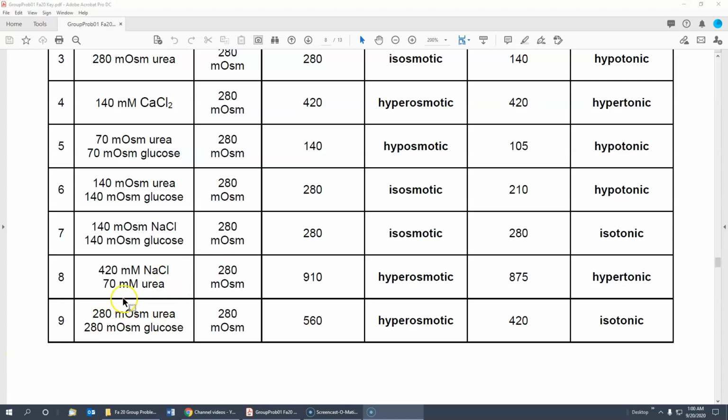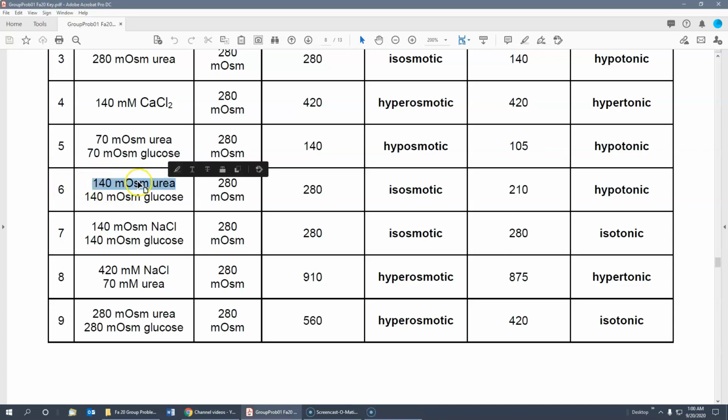So I think we can do number 6. All right, we'll look at number 6. Remember that the osmolarity is due solely to the number of dissolved particles. So we can add particles together, and as long as we know what the molarity or osmolarity is of each one, we can go ahead and figure those things out. So in this case, in number 6, we have 140 milliosmoles of urea. We're already in milliosmoles, so we don't have to do anything to it. And 140 milliosmoles for glucose.